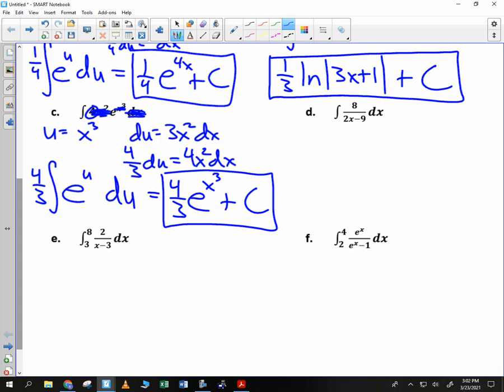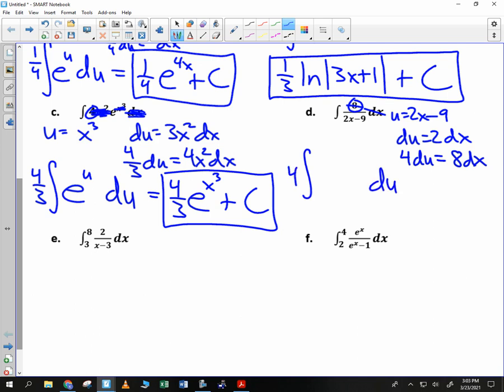Letter D, I allow u to be 2x minus 9. So du is equal to 2 dx. I don't have a 2 dx, I have an 8 dx. So therefore, 4 du is equal to 8 dx. Those are now gone with my 4 integral du. What remains? That thing is u. So I have 1 over u. So 4 natural log of, and u is 2x minus 9.